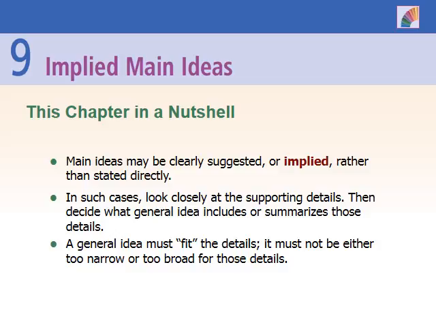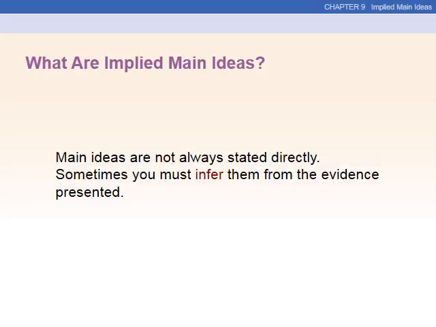However, sometimes in paragraphs there is no one sentence that contains the main idea. In this case, we say that the main idea is implied rather than stated. So some of what this chapter is going to talk about is how we can go through finding the implied main idea when there isn't one sentence that has the main idea for us. Okay, so let's go through this.